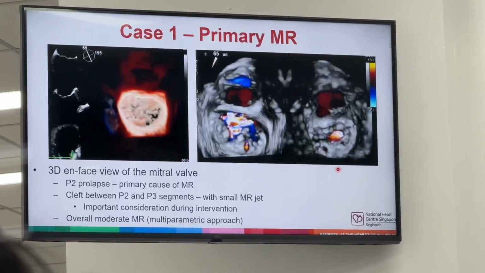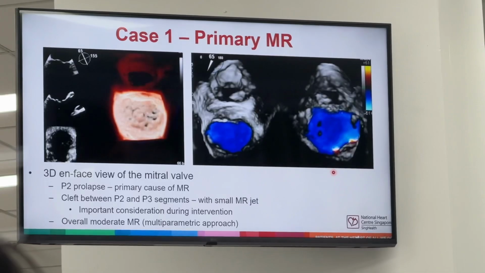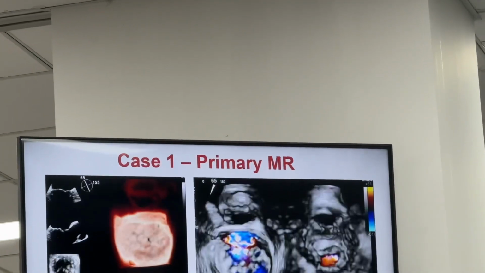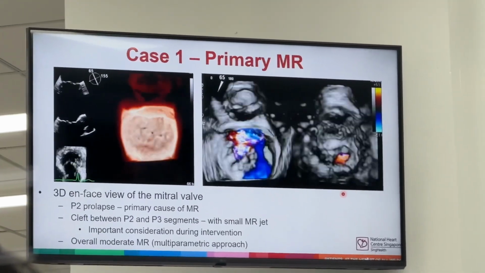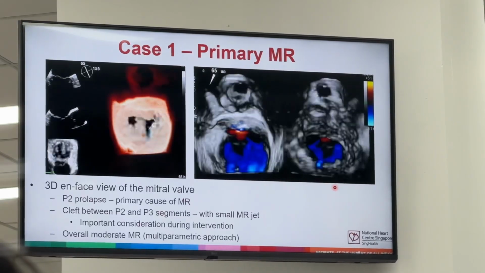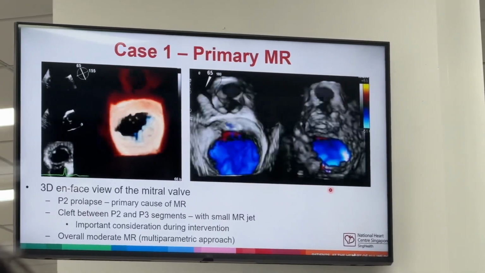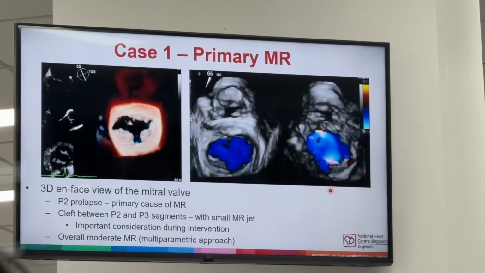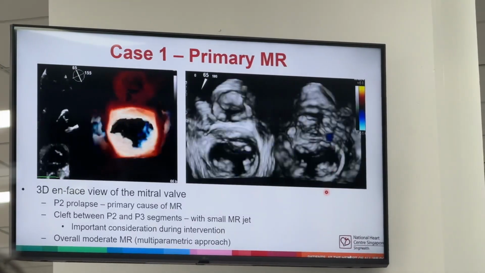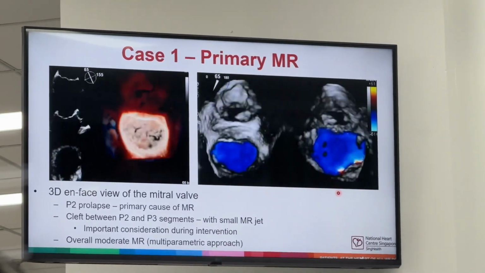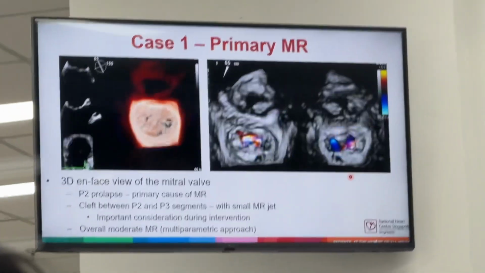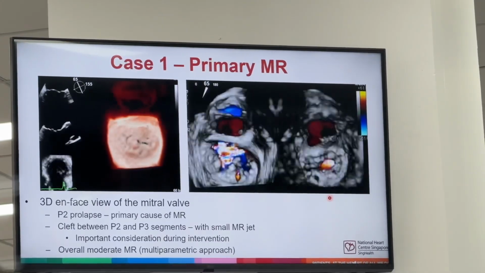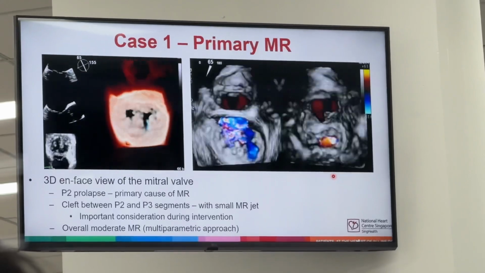And this is when we actually use the 3D imaging. We can appreciate that not only is there a prolapse and flail of the P2 segment, we also see that there is a cleft between the P2 and P3 segments with a small mitral regurgitation jet. This is a very important consideration during intervention, especially transcatheter intervention. Also during surgical intervention, we really need to let the surgeon know that there is this cleft that can potentially open up when they are intervening on the prolapsed and flail P2 segment.